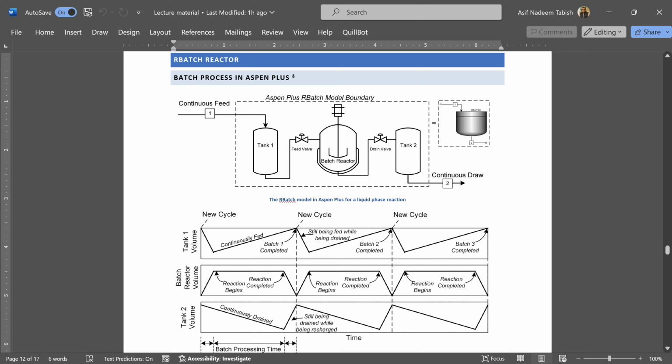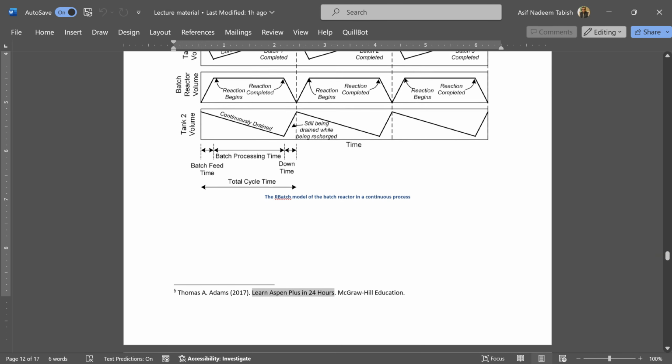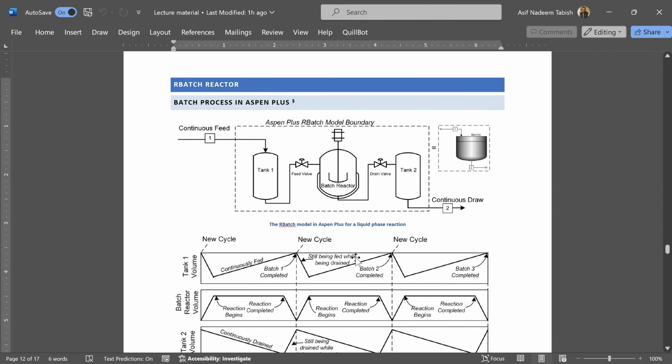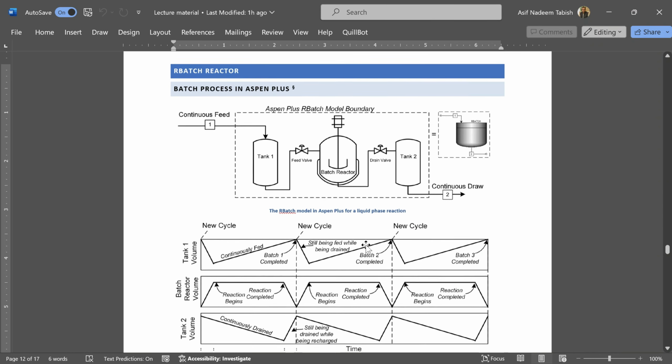To better understand this concept, let's have a look at this flow diagram. This is the actual model that is programmed in Aspen Plus and displayed as a single block in the reactor's palette. This flow diagram is taken from the reference textbook Learn Aspen Plus in 24 Hours. I strongly encourage you to read this textbook to better understand the operation and simulation of various blocks available in Aspen Plus.